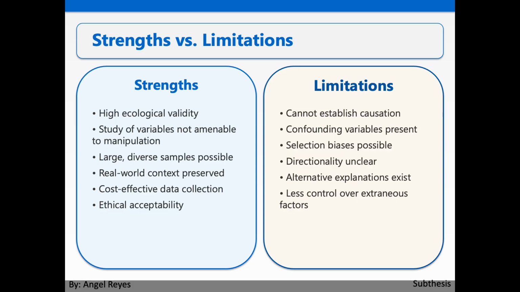Confounding variables are always present because we can't control the research environment the way we can in experiments. Selection biases are possible because people self-select into the groups we study rather than being randomly assigned. The directionality of relationships is often unclear. Does A cause B, or does B cause A, or do they influence each other? Alternative explanations always exist because we can't rule them out through experimental control, and we have less control over extraneous factors that might influence our results.